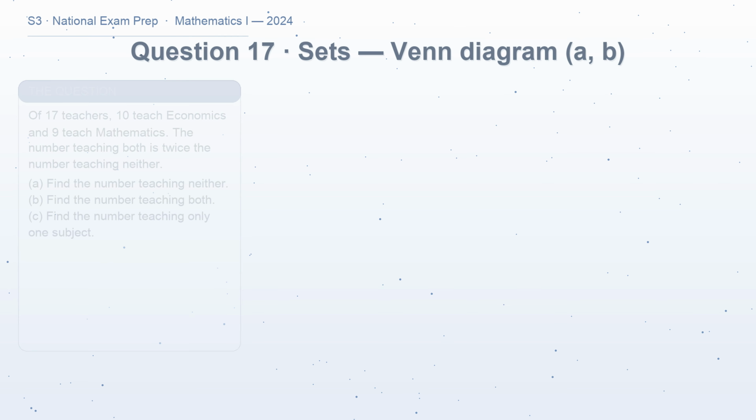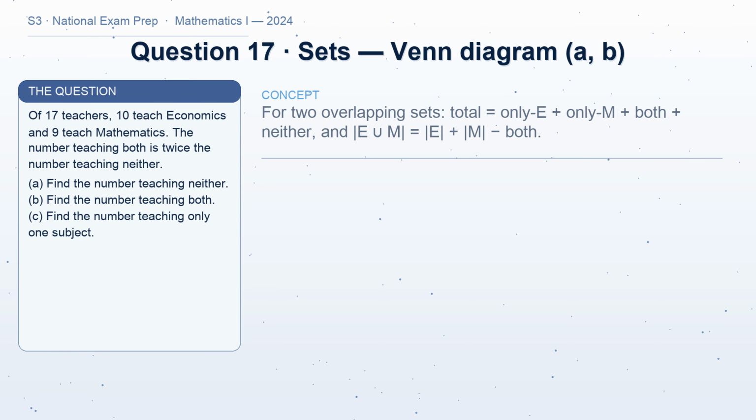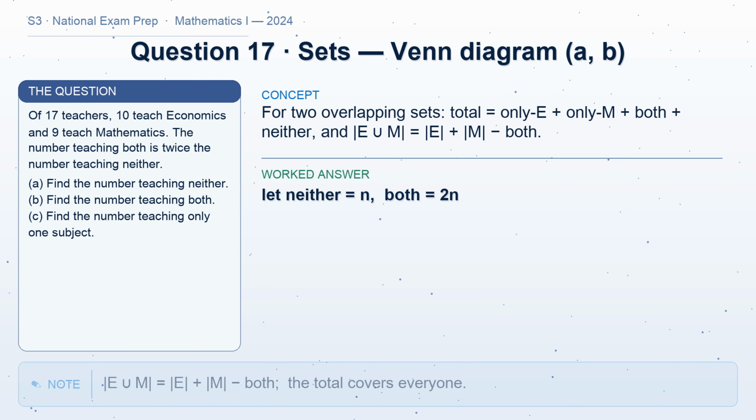Question 17. Parts A and B. Of 17 teachers, 10 teach economics and 9 teach mathematics. The number teaching both is twice the number teaching neither. Picture 2 overlapping circles. Everyone is counted once. Only economics, only mathematics, both, and neither must add up to the total.